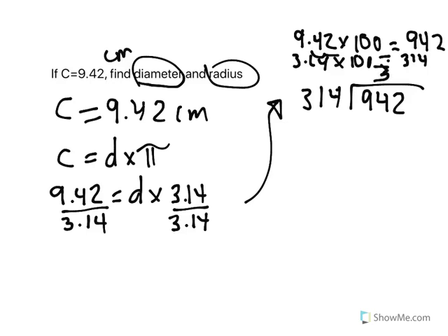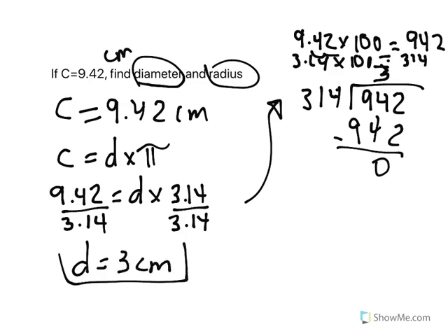Let's see. 3 times 4 is 12. 3 times 1 is 3, plus 1, 4... 9. So this is no remainder. Yep. 3 times goes, so that's my diameter right here. So diameter is equal to 3 centimeters.